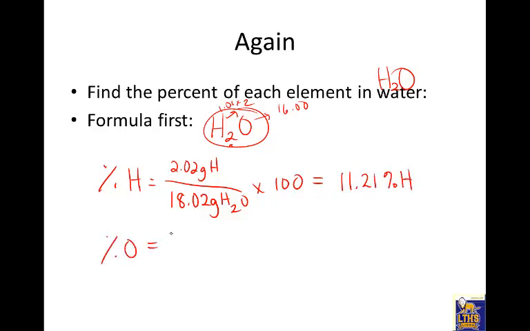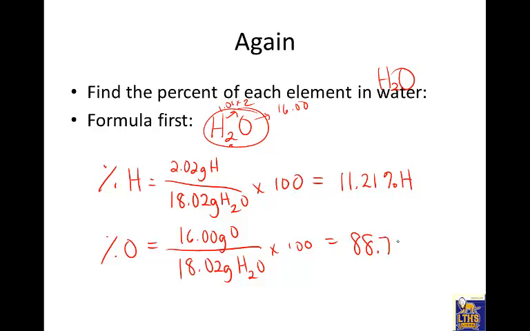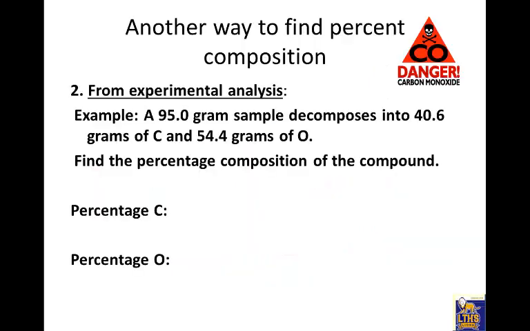What about oxygen? Well, you have 16.00 grams of O, part over 18.02 grams total for water. Total times 100 gives us 16 divided by 18.02, 88.79% oxygen in water by mass. All right, so percent is part over total. We can use it for elements using the mass from the periodic table.